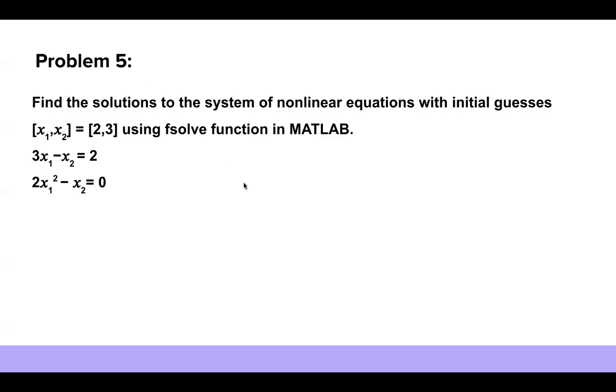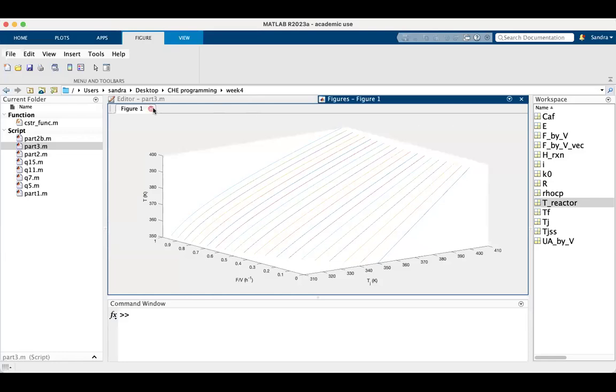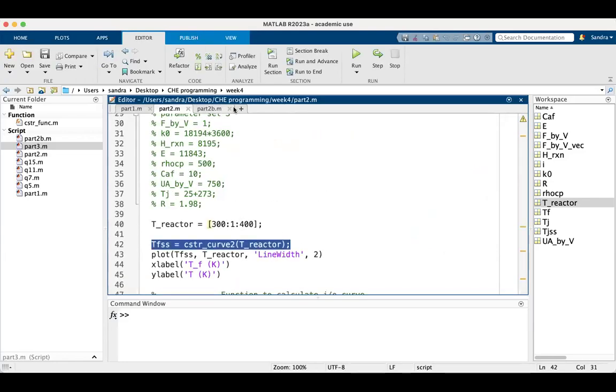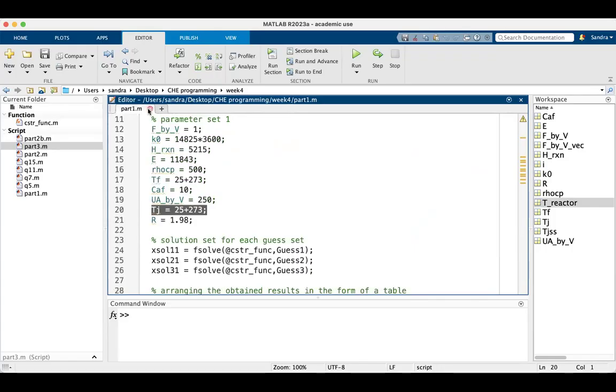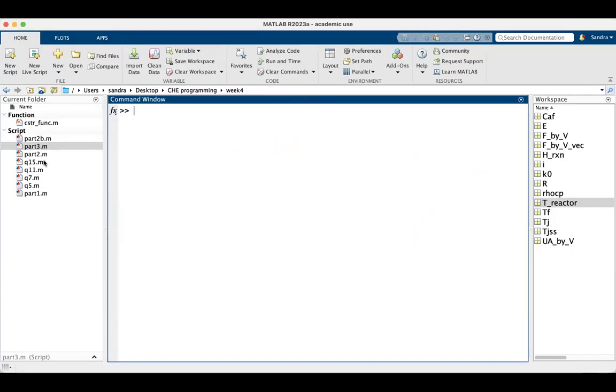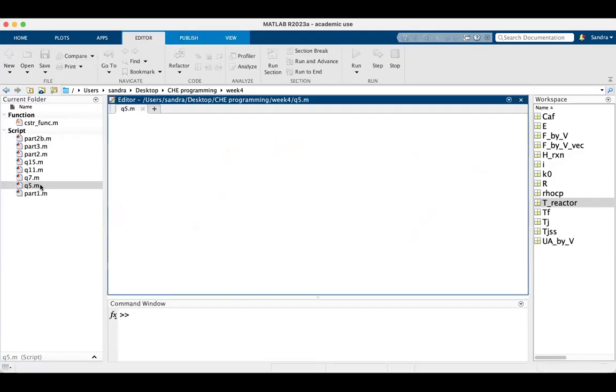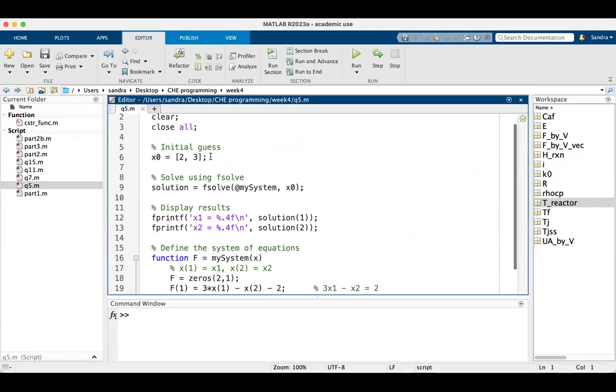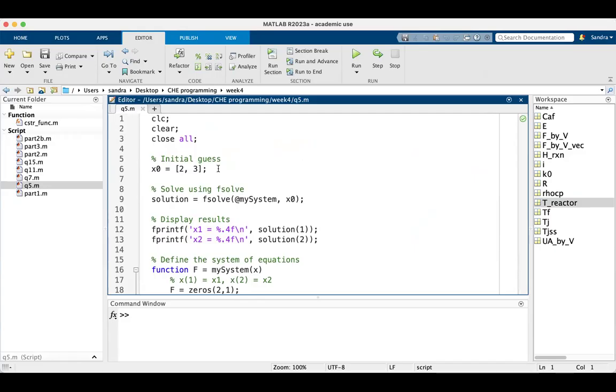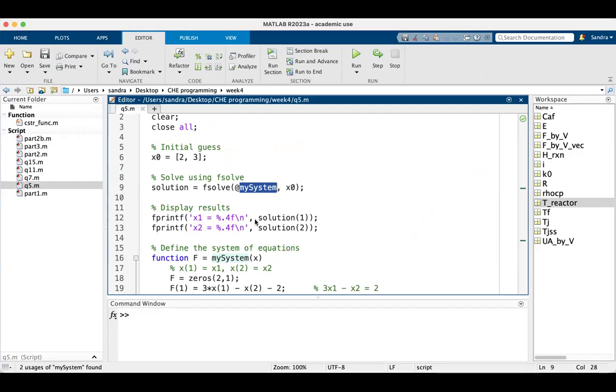Anybody with the answers? So you'll have to write an fsolve function. Just give me a second, I'll share MATLAB. So for that, first you'll have the initial guess that is 2, 3. And then you'll have to use fsolve. You have a particular function with an initial data set that is x0. Now you're just printing the solutions.